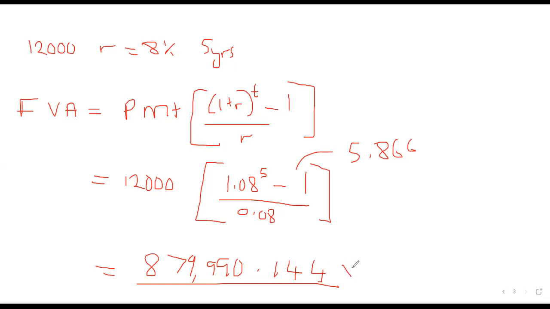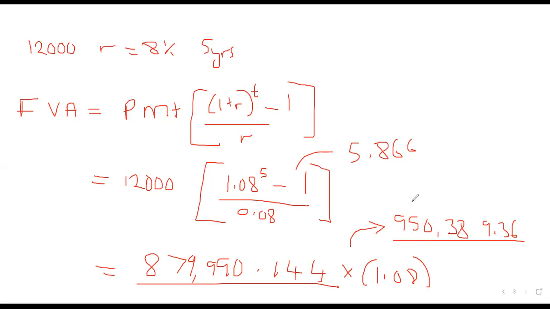So when you multiply this one by 1.08, it becomes what? An annuity due. So when you multiply this one, it means you're making payments at the beginning of the period. So here you're going to have the result. So this is what we call our future value annuity due.